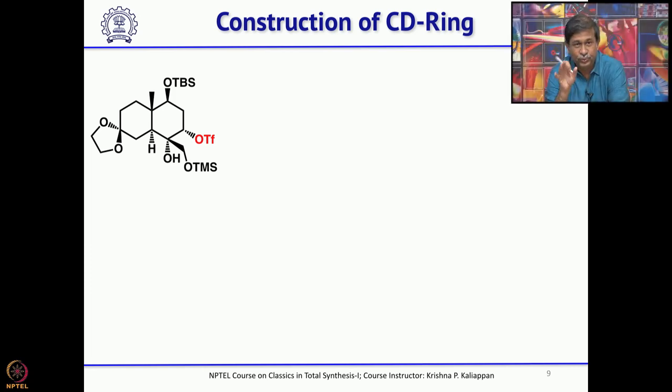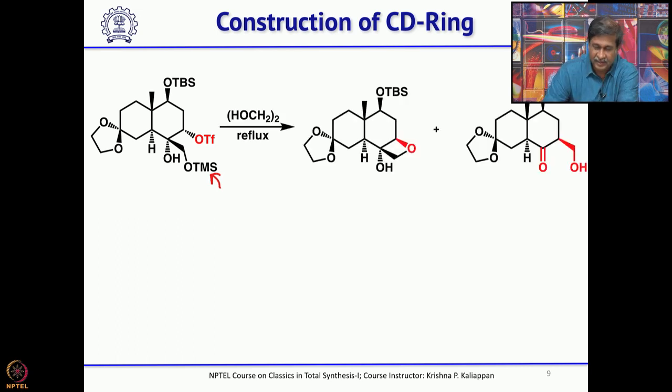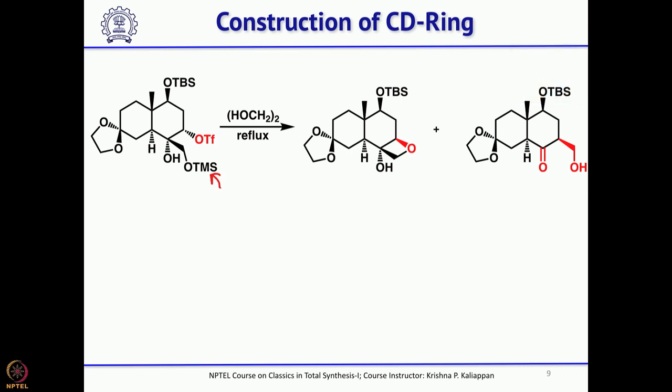Now if you remove the TMS, automatically the O minus can attack intramolecularly and form the oxetane ring. This was accidentally observed by treating with ethylene glycol. When they refluxed with ethylene glycol, it removed the TMS and also formed the oxetane. They also got a very interesting product. If you look at this product, you can easily explain how this would have formed.